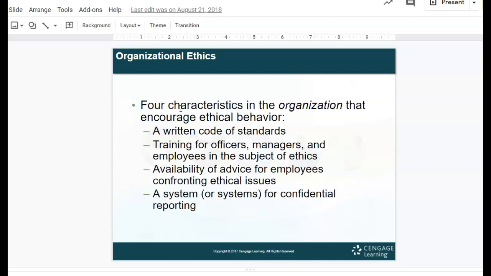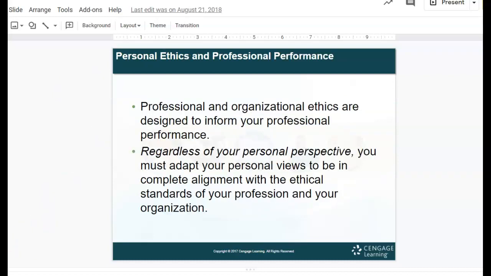Availability of advice for employees with regard to ethical issues. There needs to be somebody on site that can help guide you if you run into a situation. And then a system for confidential reporting. These are the 4 characteristics in the organization that encourage ethical behavior. And then we'll talk about personal ethics and professional performance.